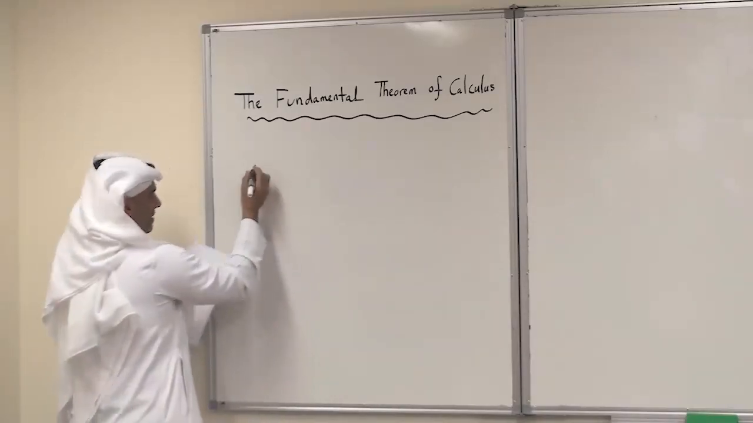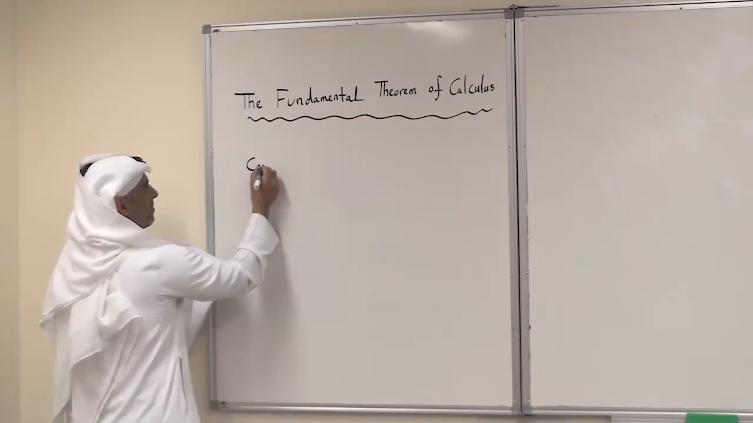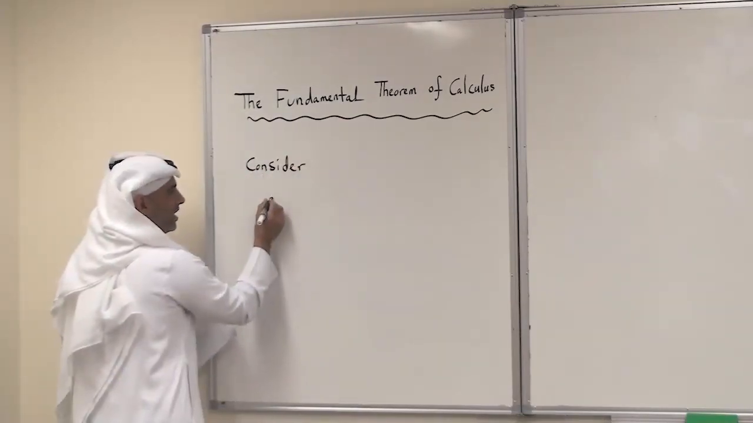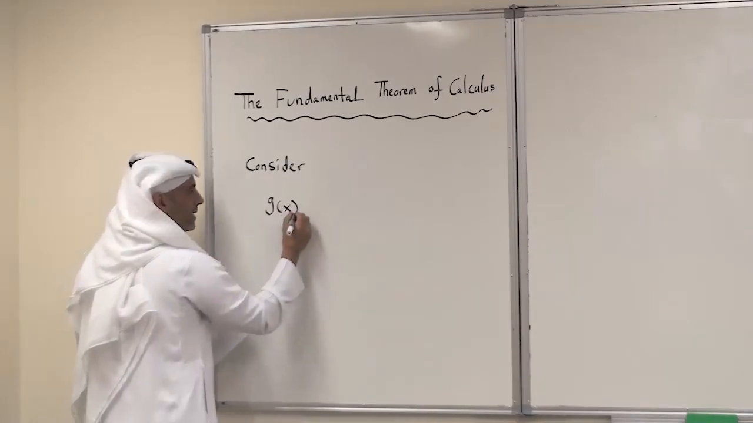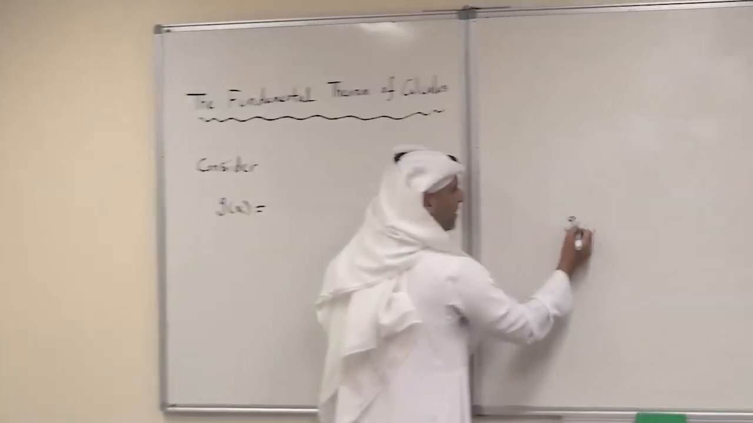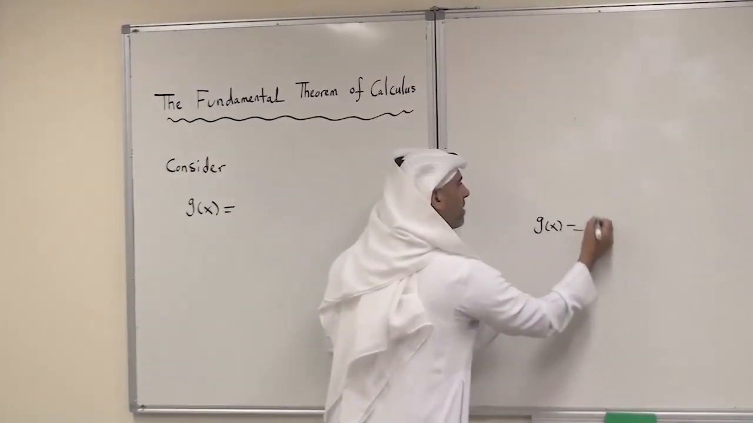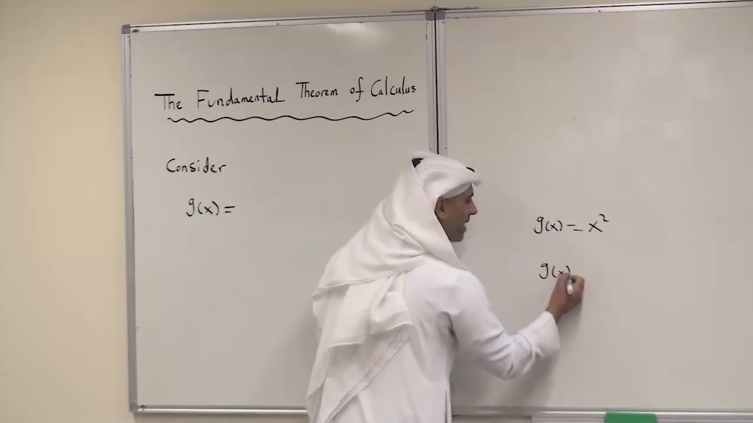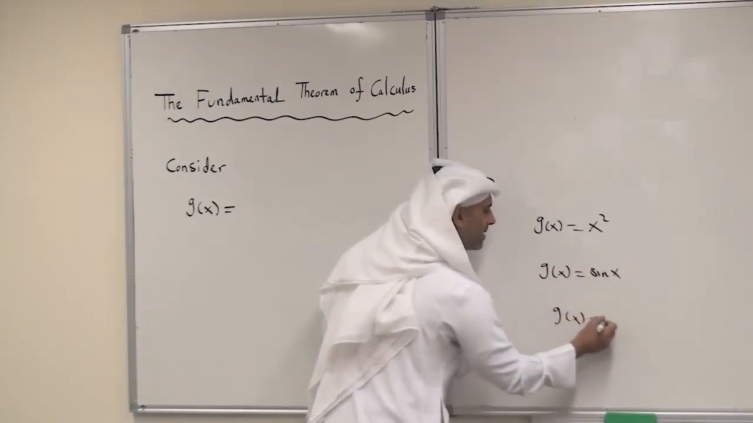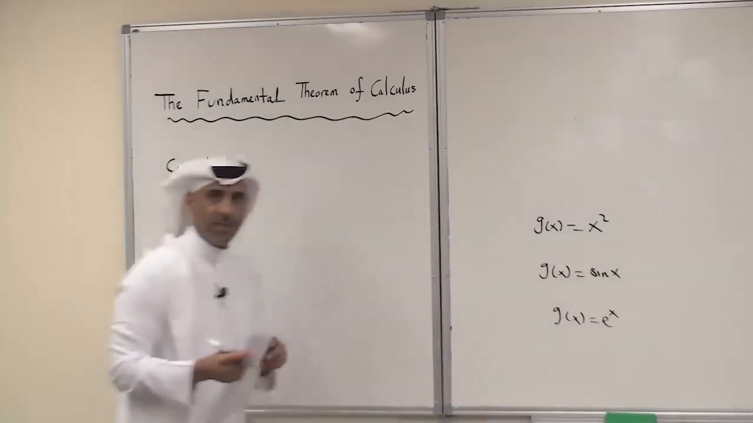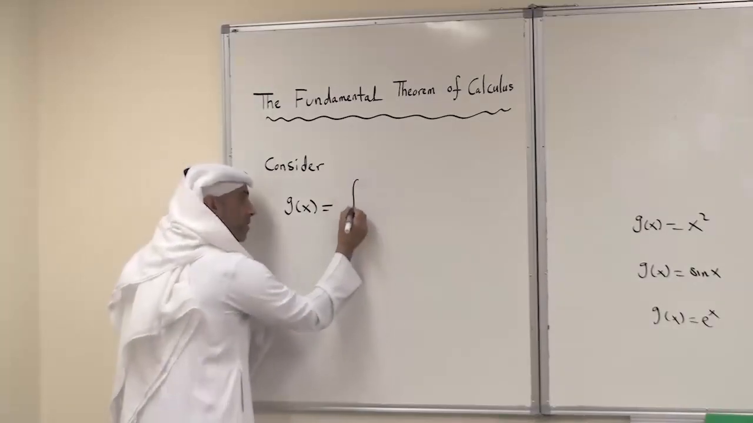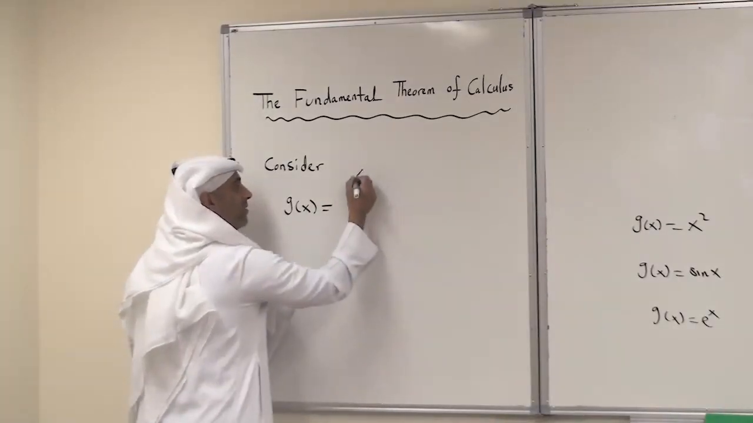We consider the following function, which is g of x, a function of x. We are familiar with some functions, for example x squared, sine of x, exponential of x, and so on. We know the meaning of each of these functions. Today, we will introduce a new type of function: a function defined in terms of an integral from a to x.